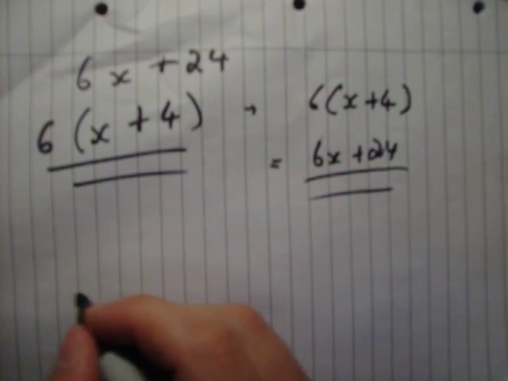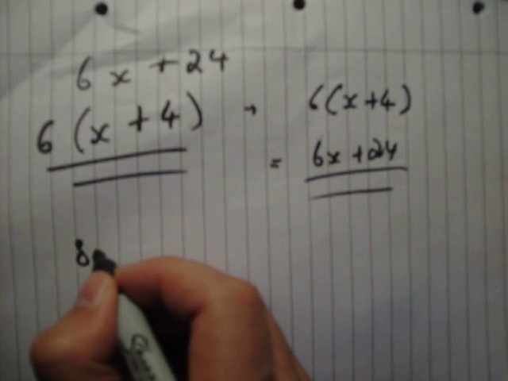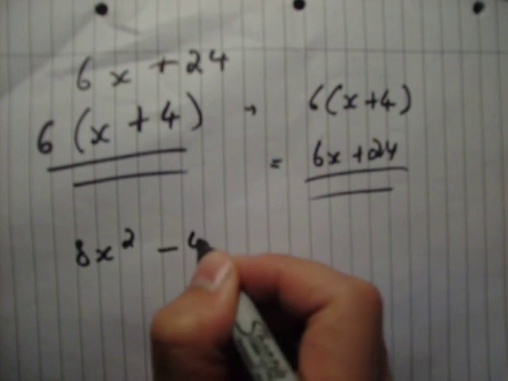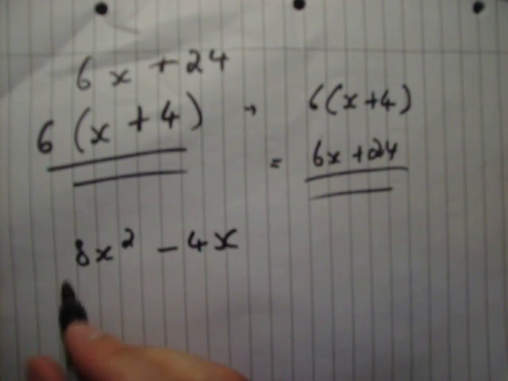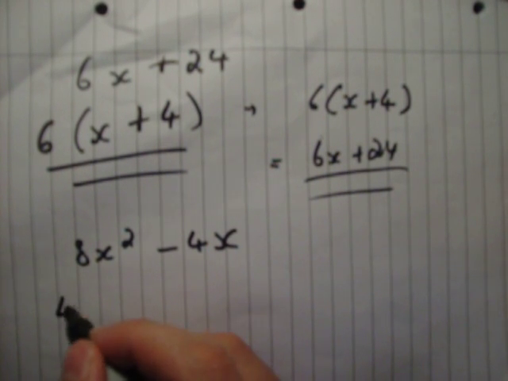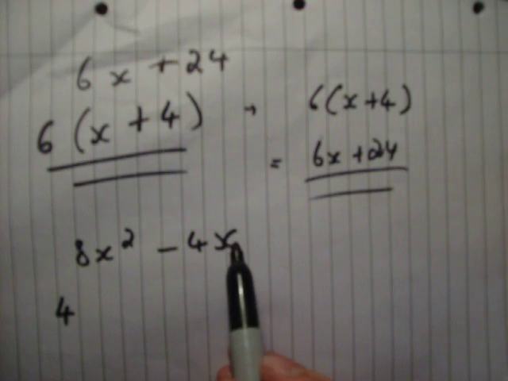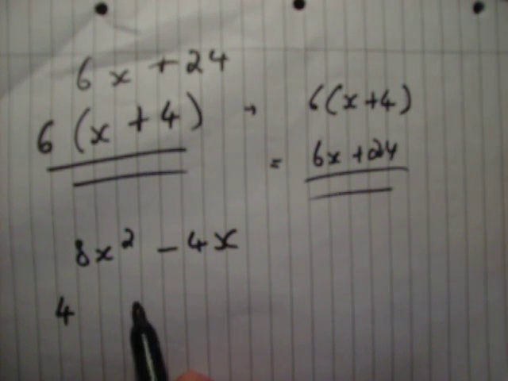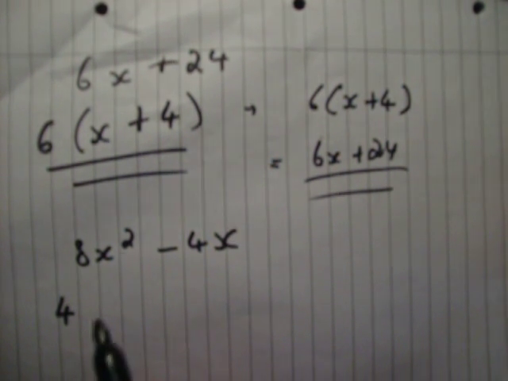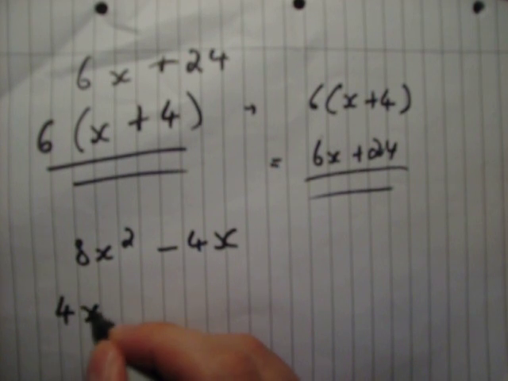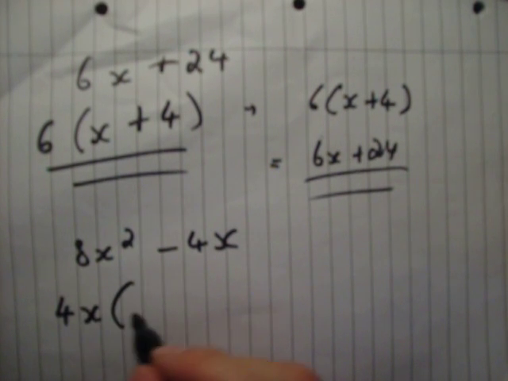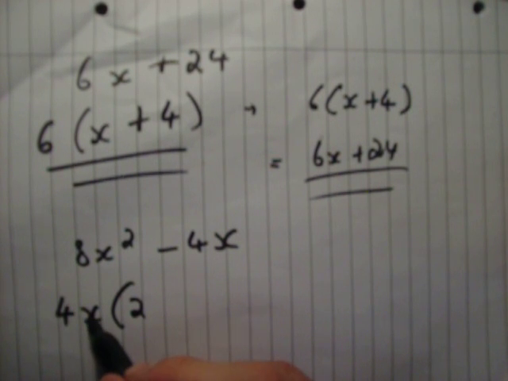Next question. 8x squared minus 4x. What goes into both of them? 4. What else goes into them? X. X can go into that once, X can go into that twice. So there, 4 times 2 is 8, X.